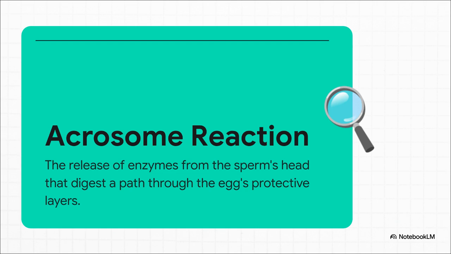As soon as the sperm reaches the egg, it triggers what's called the acrosome reaction. That cap on its head basically bursts open, releasing these powerful enzymes that act like a chemical drill, carving a tiny path right through the egg's protective outer layers.